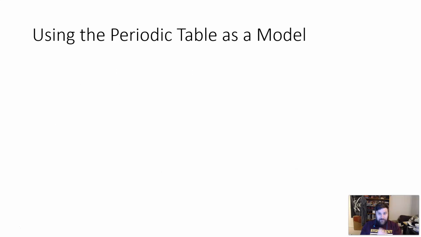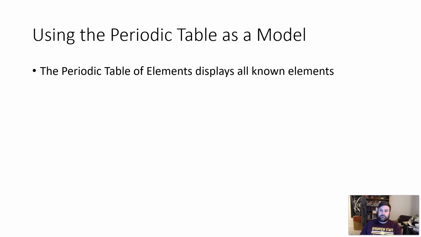So let's look at the periodic table as a model. First, we already know the periodic table of elements. It displays all the known elements that we are aware of, including ones that we as humans synthesized in a lab, things that don't naturally occur.